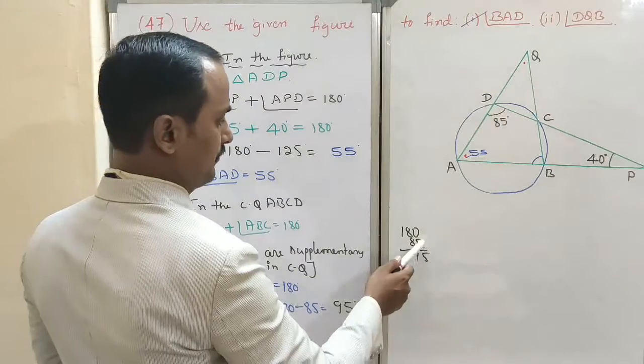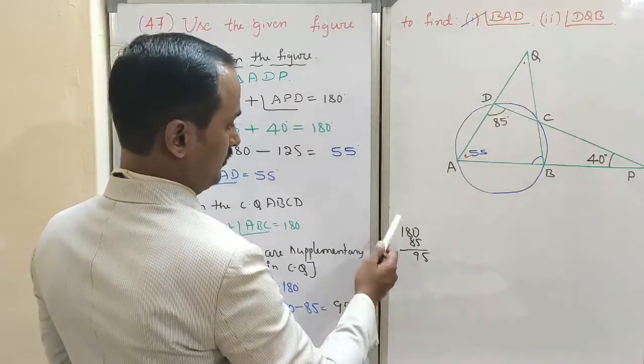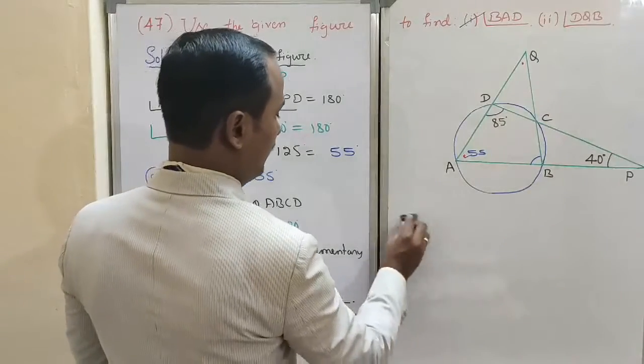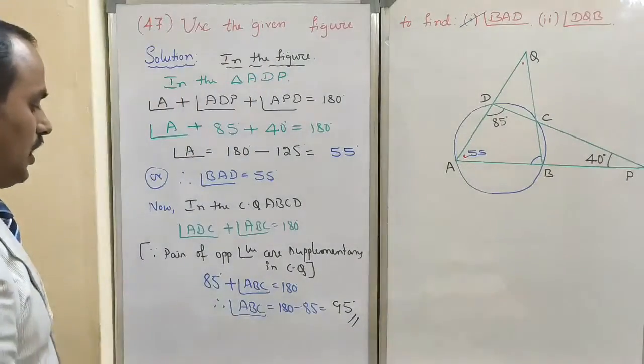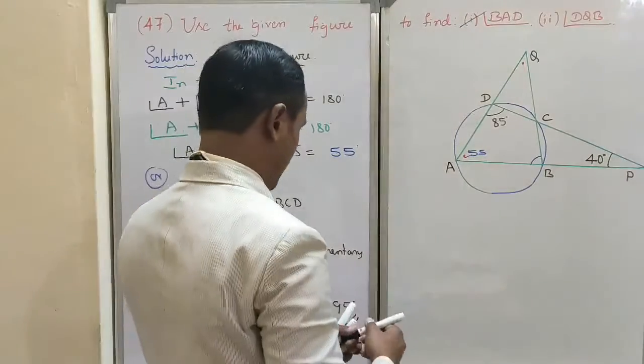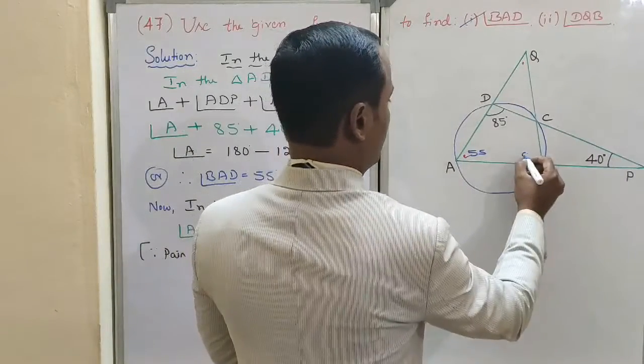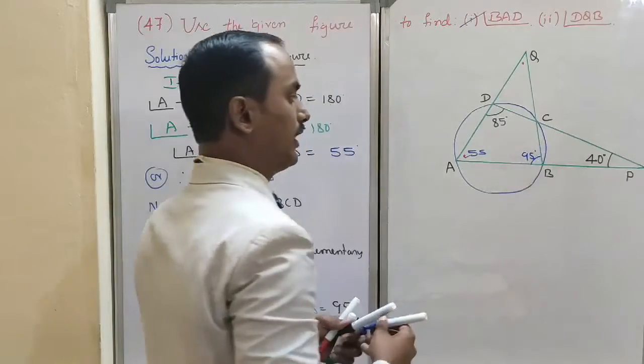Got it? Correct. Sometimes the correct answer gives confusion. Okay, don't worry. See, we got it: angle ABC is 95 degrees. I will write it in blue marker, because this is the one which I found out. This is 95 degrees.